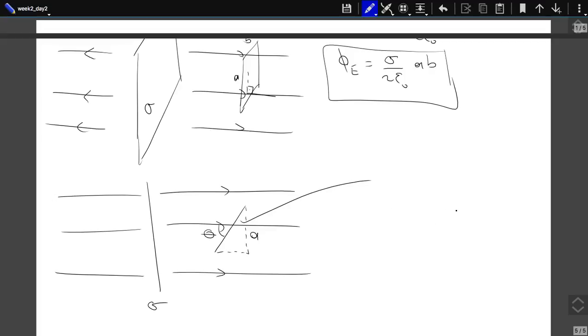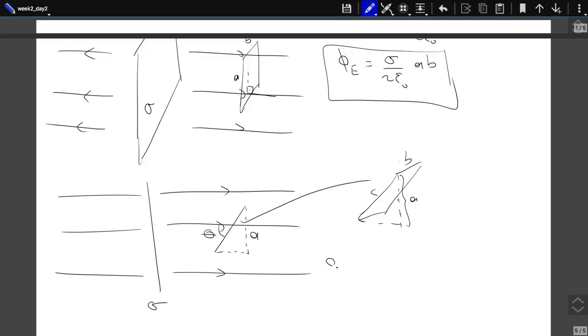So this one over here looks something like this. This side is B, this side is C. This side over here is A. If we take the component of this C perpendicular to the electric field, that is A.